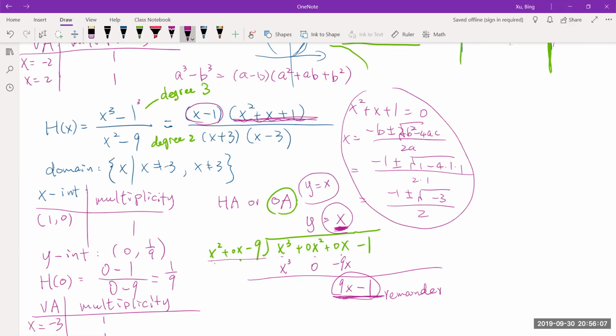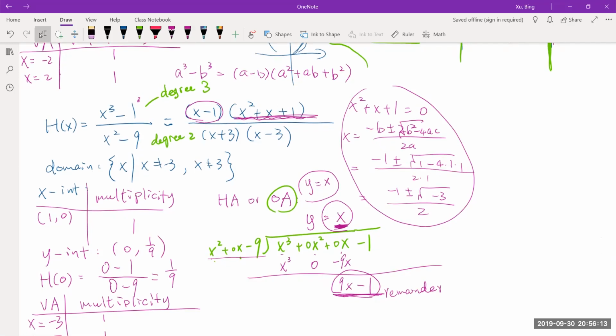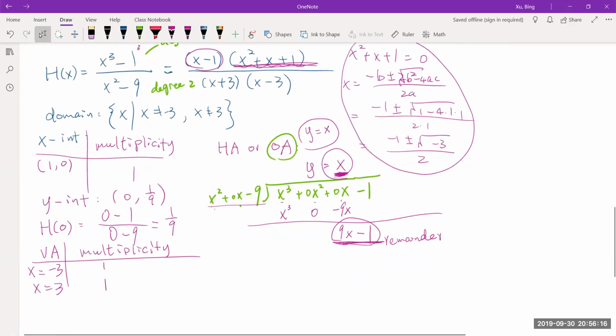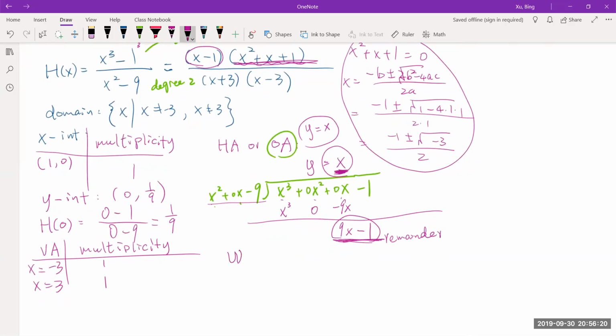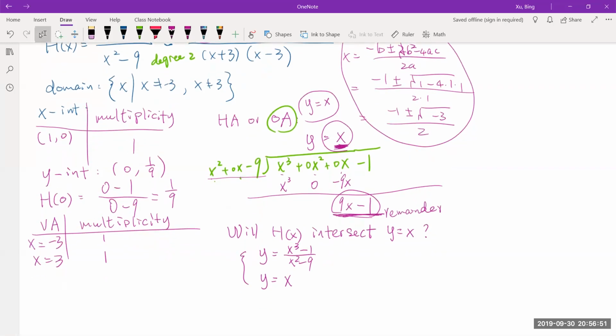No. Okay. So now, what's next? I want to decide if my graph will intersect y equals x, the oblique asymptote. So I will ask myself this question: will h of x intersect the oblique asymptote, in this case y equals x? Well, how do we decide that? We want to see if y equals x cubed minus 1 over x squared minus 9 has any common point with y equals x. We want to solve the system. So how do we solve the system?